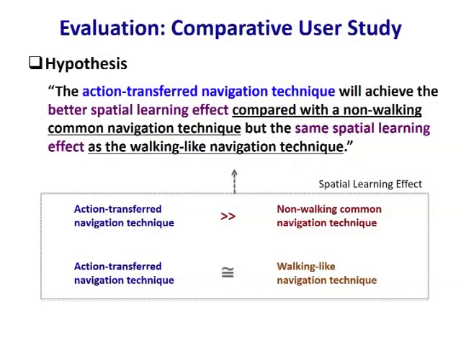As the last step of our research method, let me talk about our evaluation study. Our evaluation study was designed with the main hypothesis that the action transfer navigation technique will achieve a better spatial learning effect compared with a non-walking common navigation technique, but the same spatial learning effect as the walking-like navigation technique.